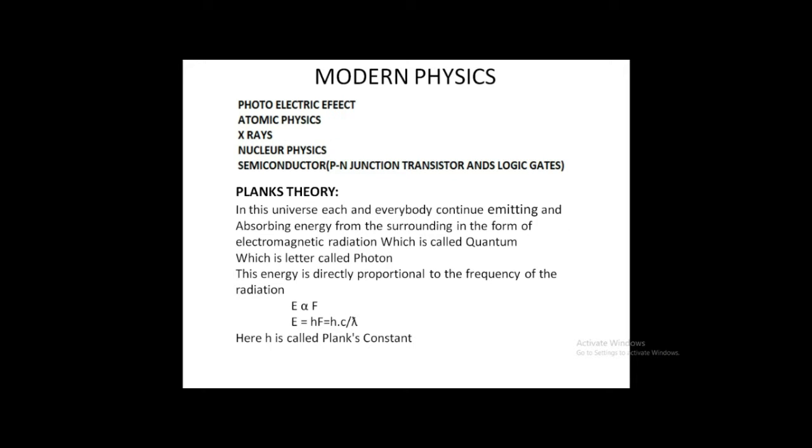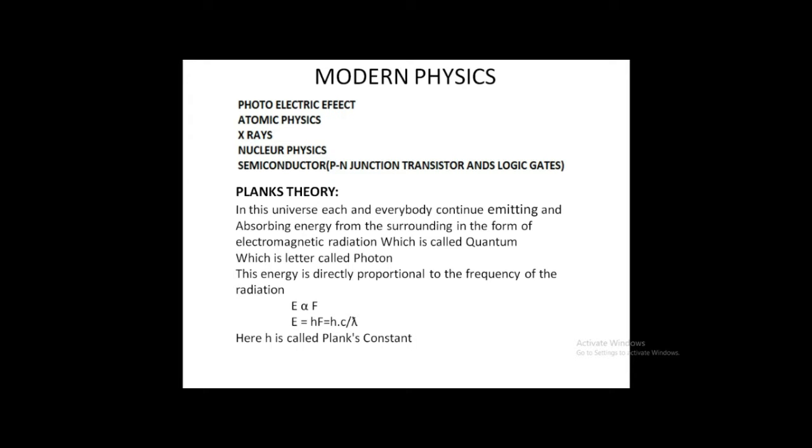Today we are going to study modern physics. In modern physics there are 5 chapters we have to study. The first one is photoelectric effect, the second one is atomic physics, the third one is X-rays, the fourth one is nuclear physics and the last one is semiconductor physics.